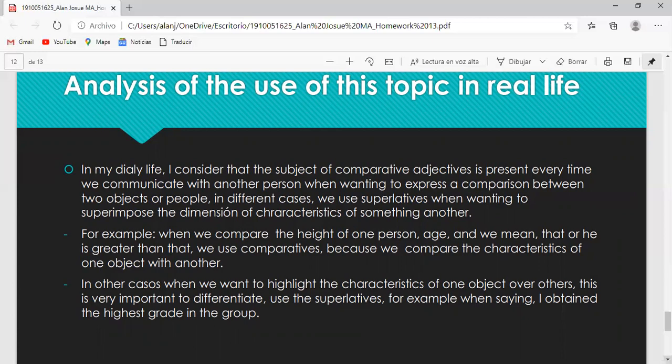For example, when we compare the age of one person with another, we say he is older than her. We use comparatives because we compare the characteristics of one object with another. In other cases, we want to highlight the characteristics of one object over others. It is very important to differentiate and use the superlatives, for example, by saying he obtained the highest grade in the group.